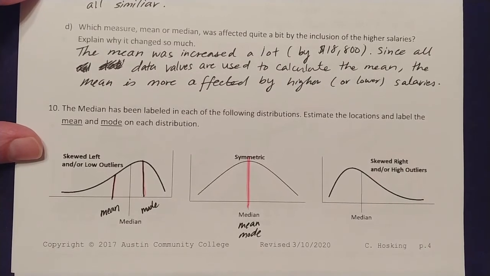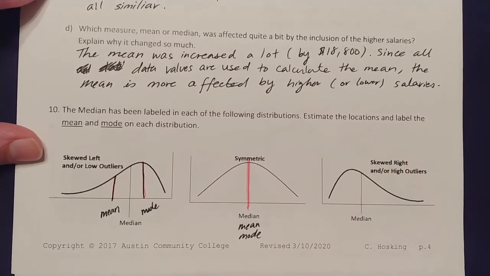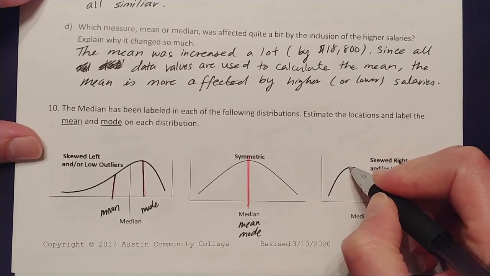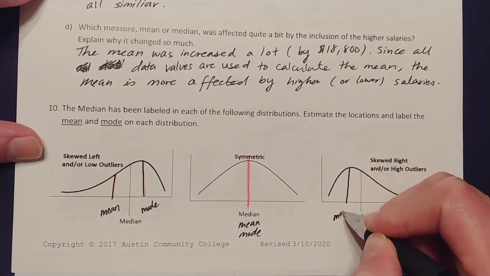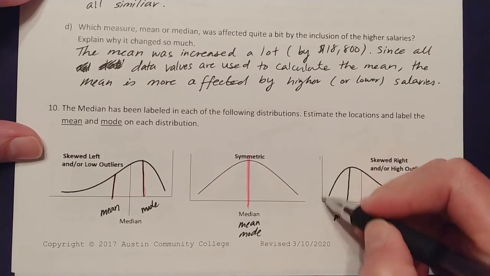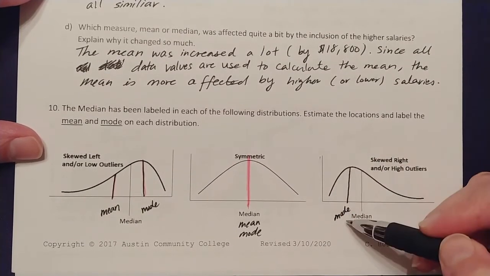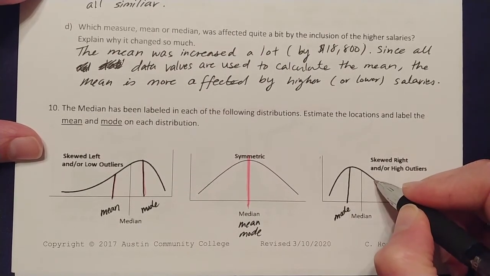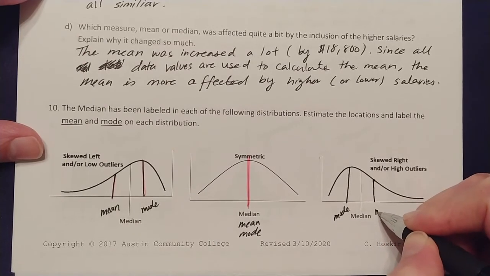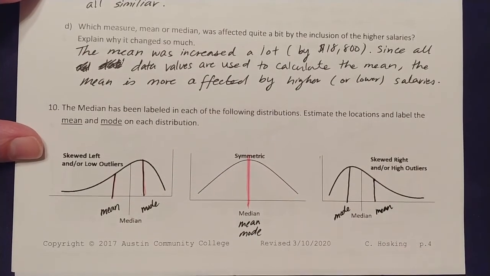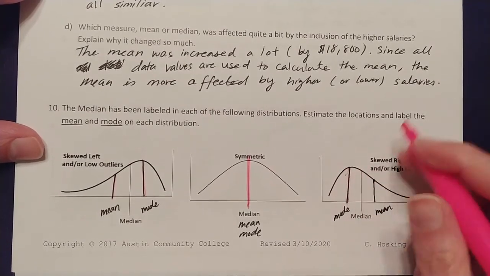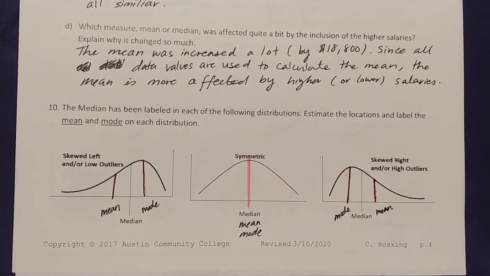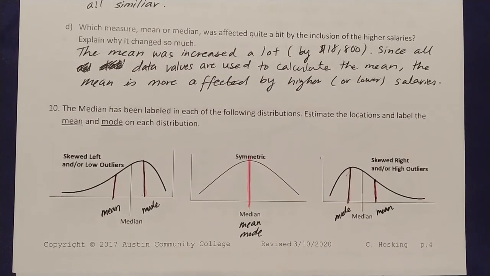Then here, what happens with your mode? Well, your mode, of course, is the top of that mound, because remember, the y-axis, or the vertical axis, is frequency. So this is the highest frequency. That's the mode. But your mean would be higher than the median. So the mean might be somewhere here. All right, and so that is more or less how the mean, median, and mode are related to symmetric distributions and then the skewed distributions.